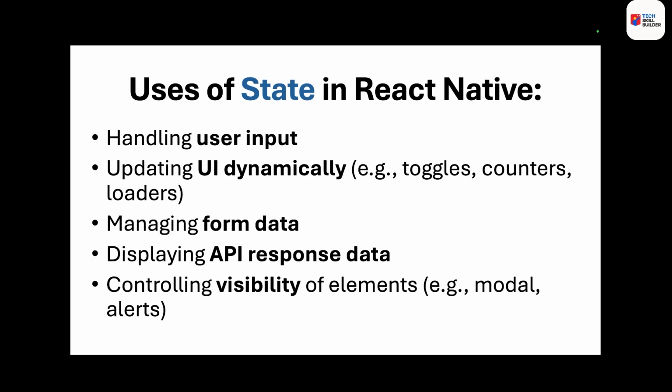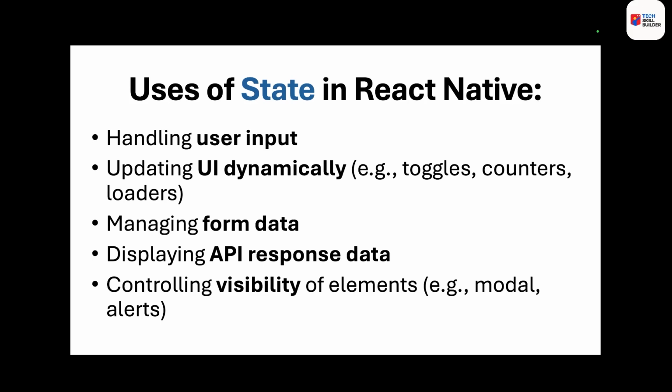Managing form data, for example we already saw username. This is form data that you can manage by temporarily storing it in that particular component. Displaying API response data: the data we get from the API response, we will first store in a state variable, and that state variable data we will pass over to our FlatList or whatever objects or components we have in React Native.